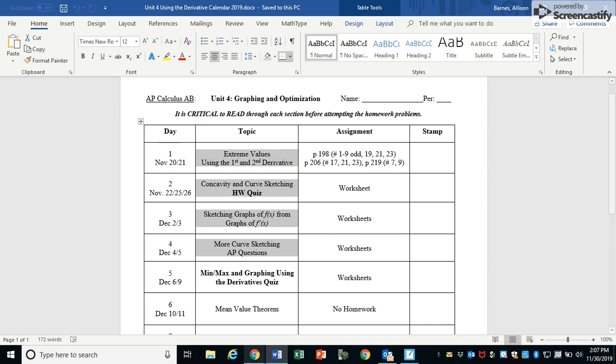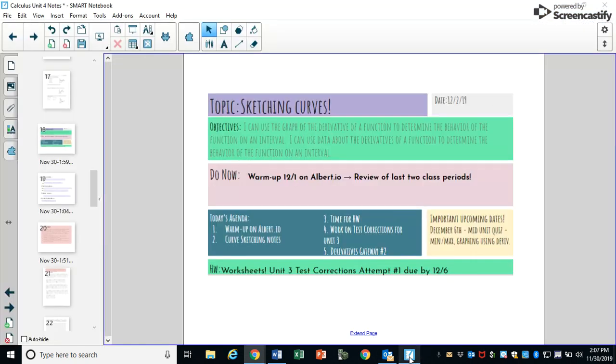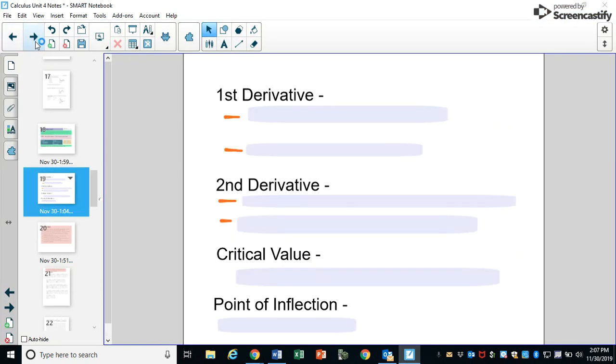All right, so let's go ahead and get started. So we're going to start with doing some review of the first and second derivatives. So I want you to think back to the past two class periods and see if you can remember what do we use the first derivative for, what do we use the second derivative for, and then can you define the critical value and points of inflection? You can go ahead and pause the video here. Try to write that down really quickly.